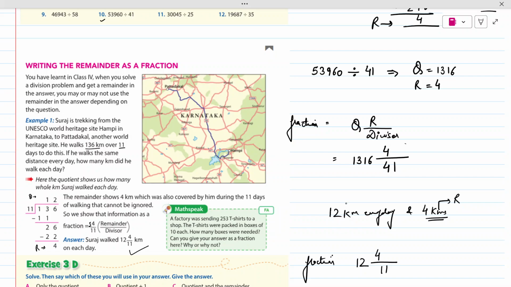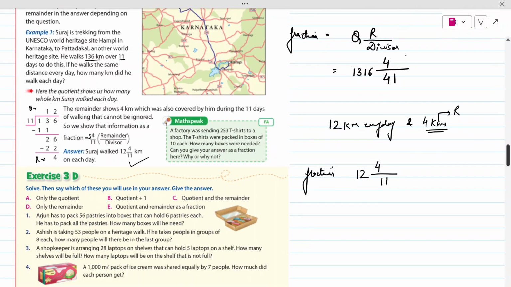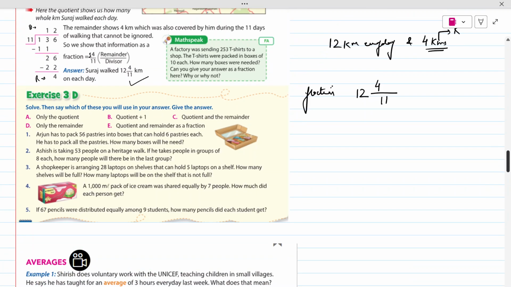Okay, so now we have learned how we have to write the remainder as a fraction. Next we have exercise 3D. Solve, then say which of these you will use in your answer and then give the answers. So kids, there are 5 questions and I'm going to pick 3 questions from here, and the rest 2 are homework for you. But before that, let me erase this part. And now let's start with this exercise.